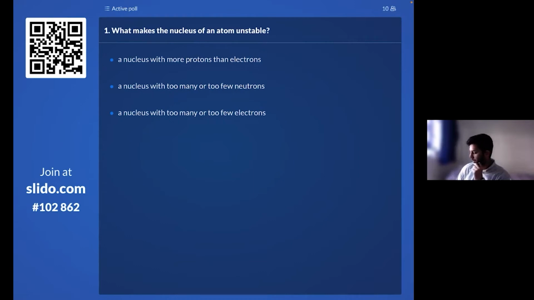All right. So what makes the nucleus of an atom unstable? Is it a nucleus with more protons than electrons? Is it a nucleus with too many or too few neutrons? So what is it that makes the nucleus of an atom unstable?